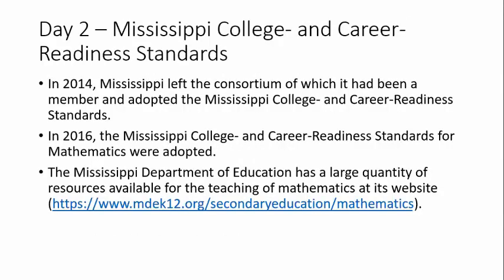Following the Common Core State Standards for Mathematics, the state of Mississippi left the consortium and adopted its own set of standards. These are the Mississippi College and Career Readiness Standards. So these were adopted in 2016. And this is really a modified version of the Common Core State Standards for Mathematics. And it better suits the needs of Mississippi students.